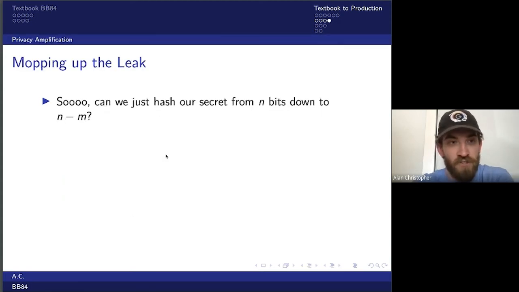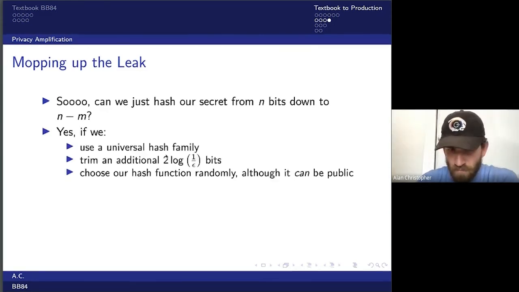Okay, so then let's talk about what we can do to mop up our leak. We have an estimate for m bits that we need to scrub out, and we had n bits to start with. So can we just grab a hash function that goes from n bits of input and spits out n minus m? Certainly that's my first thought, having interacted with HMACs and HKDFs and other RFC standards for key extraction and message authentication codes. And good news, yes, we absolutely can.